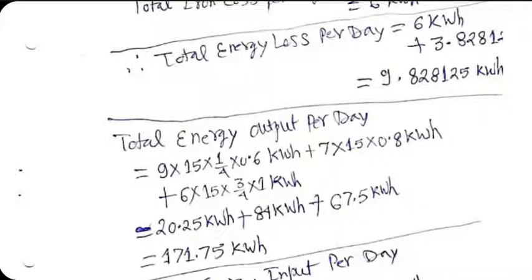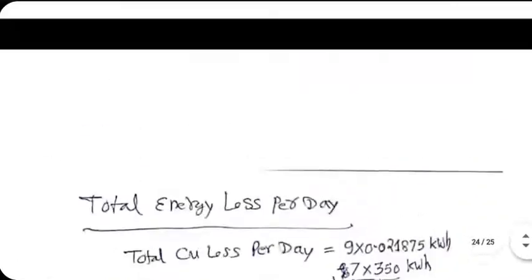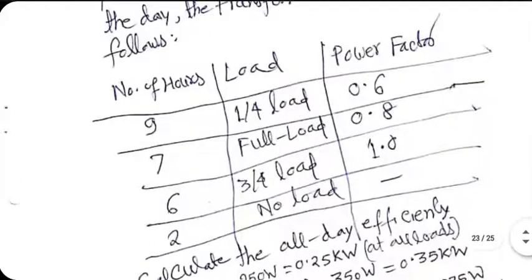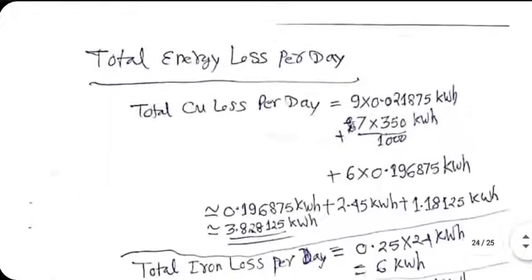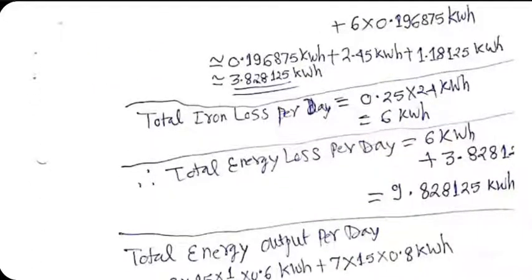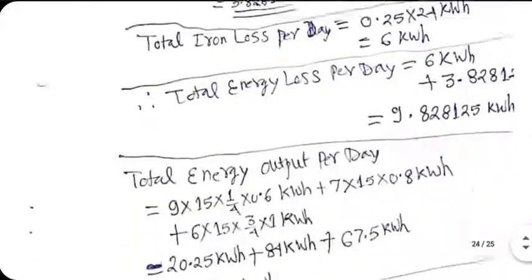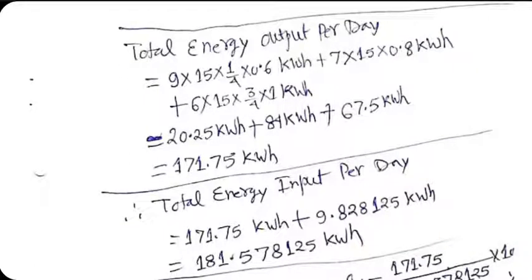You get this value. In the third line, we have the 6 hours case where load is 3/4. So 15 into 1, power factor is 1 now, which is nice. 15 into 1 into 3 by 4. And that multiplied by 6 will give you the total energy output in that 6-hour period. Add up the results. The total energy output in the 24-hour period happens to be now 171.75 kilowatt hour.